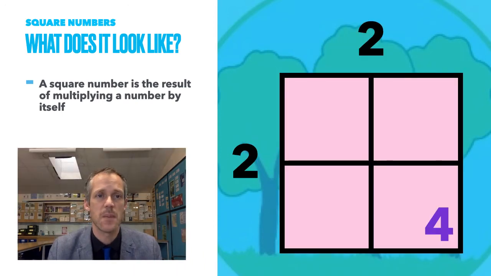Sometimes we can see square numbers literally represented in squares. So you can see 2 all on one side and 2 down the other side. It's the same as 2 times 2, and that gives you 4. And that makes a square when you combine all the blocks together.